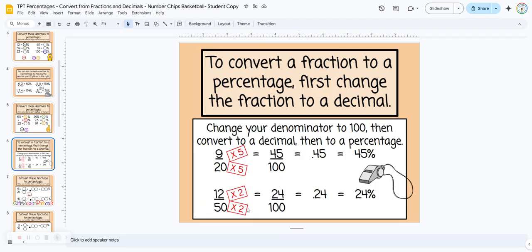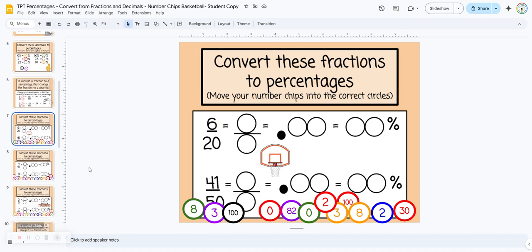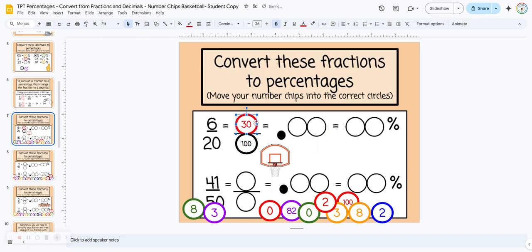Here they're multiplying the numerator and denominator by 2. They get 24 hundredths, which would be the same as 24 hundredths as a decimal, which would be 24%. So students are going to do that on the next slide. Here they want their denominator to be 100, so they just move the 100 into place. To do this, they have to multiply numerator and denominator times 5. That would make 30 hundredths. And then 30 hundredths as a decimal, which would be 30%. Here they just multiply the numerator and denominator by 2.